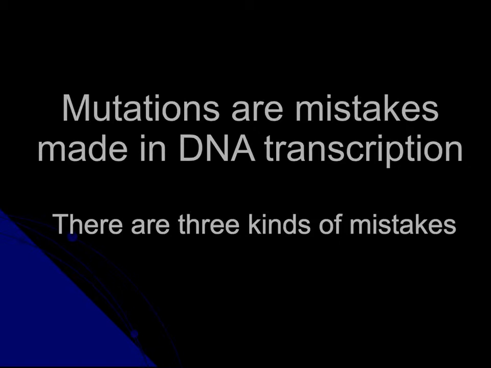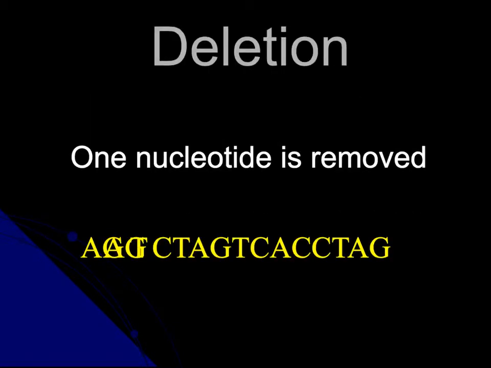So let's first look at three kinds of mistakes that can happen. There's actually many kinds of mistakes, but these are just three basic kinds. Now, one example of a type of mutation that can occur is called deletion. And that is when one nucleotide is removed, just like the delete key on your keyboard will delete or remove letters.